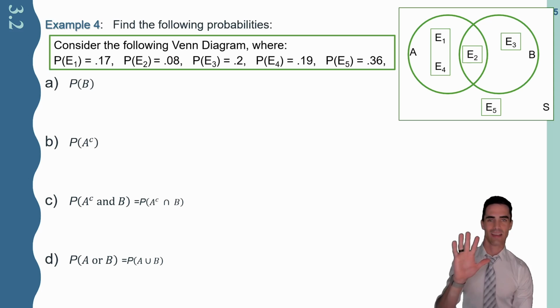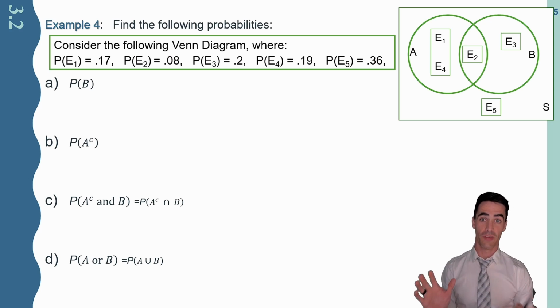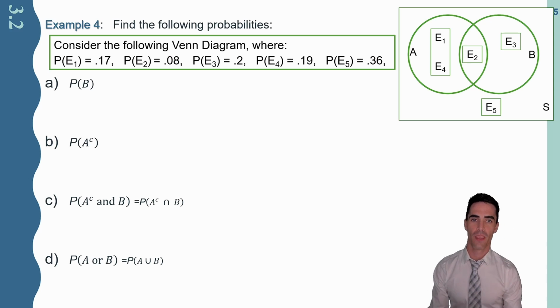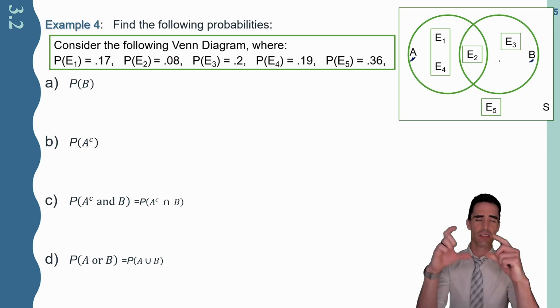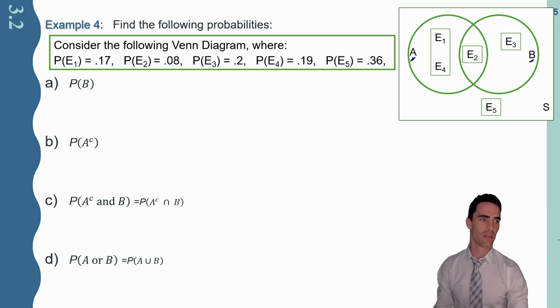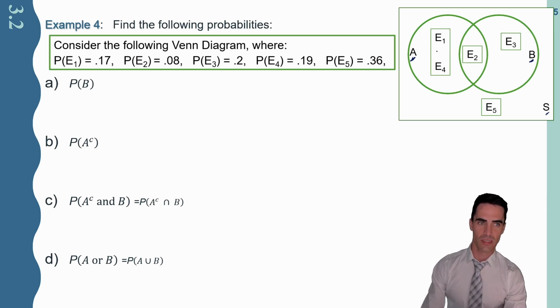This is the most classic example out there, working with Venn diagrams. Let's get into it. Find the following probabilities. Consider the Venn diagram. We have these two events, event A and event B, and all of these events are defined in this big space. That's what this S stands for, space. Now, each of these events, event 1, 2, 3, 4, and 5, has its own probability given. For instance, the probability that event 1 occurs, right here, is 17% or 0.17.